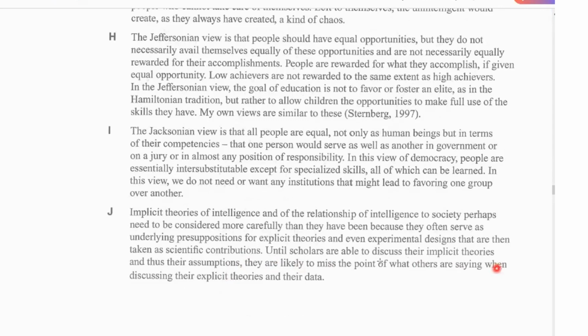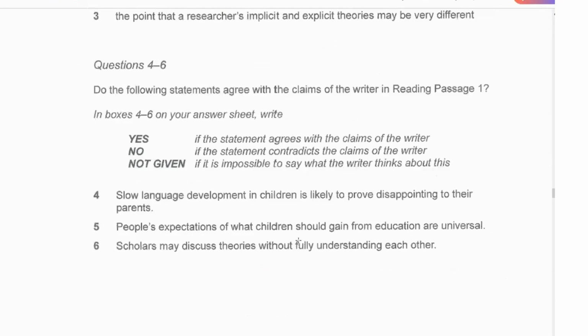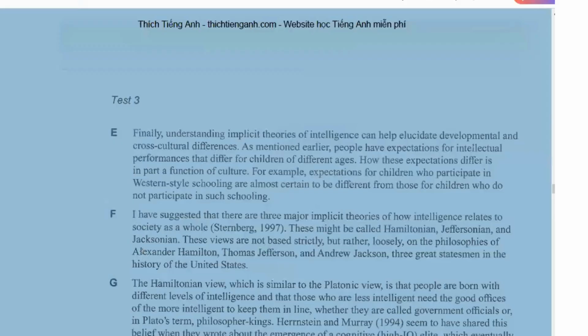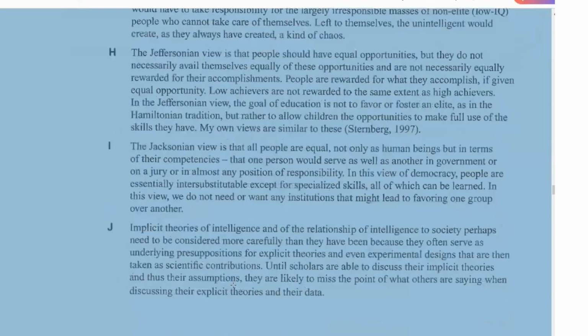What does it mean to miss the point? Miss the point means that what? You did not understand what somebody said. That's the meaning of miss the point. You did not fully understand what somebody said. So even though you are discussing theories, you are not understanding what the person is saying. That's what number 6 points at. And that's fully supported by this last sentence.